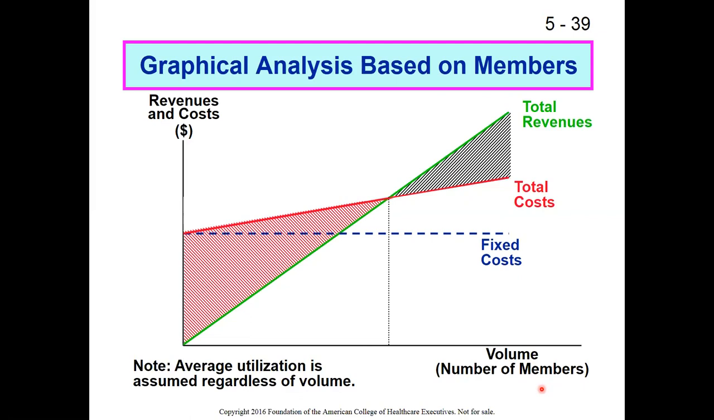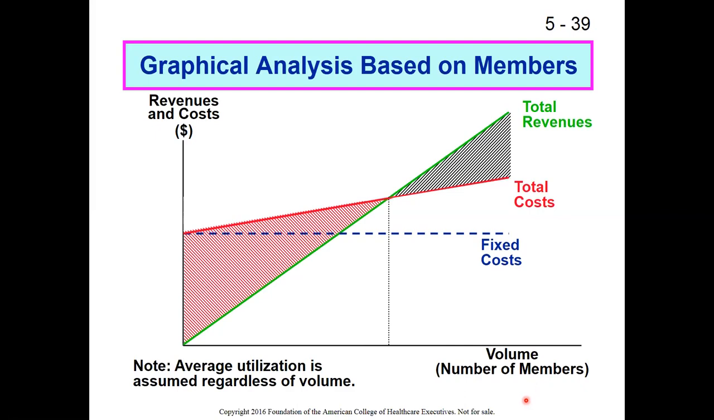So if you go from one member to 2 members, you'll go from an expectation of 4 visits a year for 1 member to 8 visits a year for 2 members if you have a utilization rate of 4 visits per year. So as you increase the number of members, you're going to increase the number of visits. As you increase the number of visits, we're going to increase the variable cost because we have a variable cost per visit.